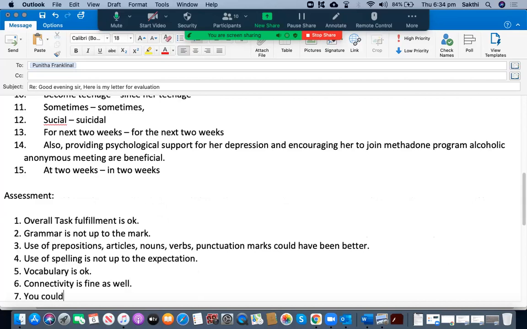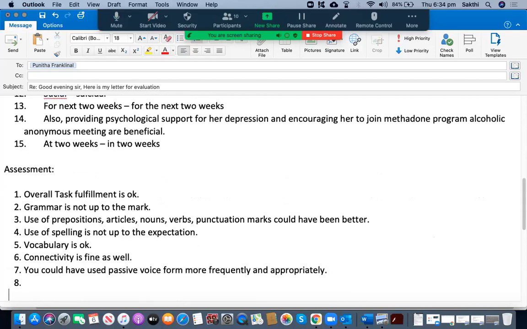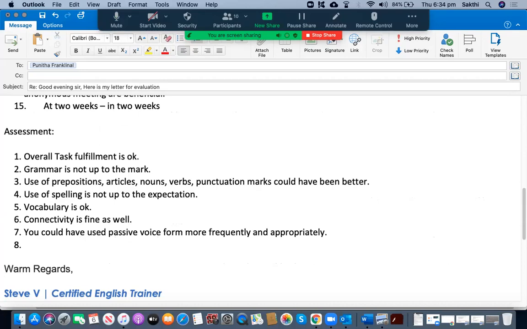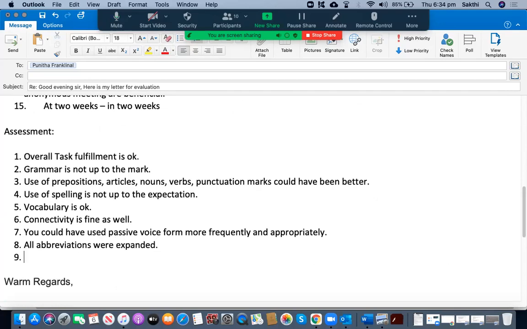You could have used passive voice form more frequently and appropriately. All abbreviations were expanded. I'm happy with that. That's good. Presentation and layout were all right. That is also good enough.